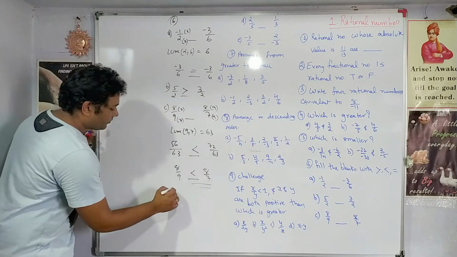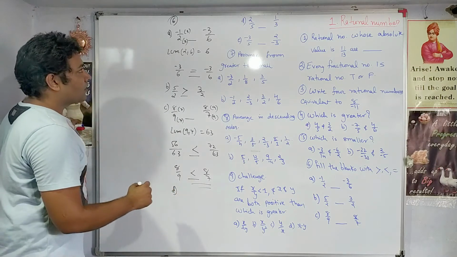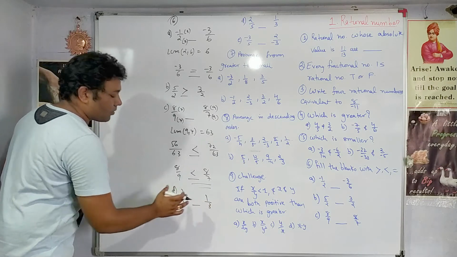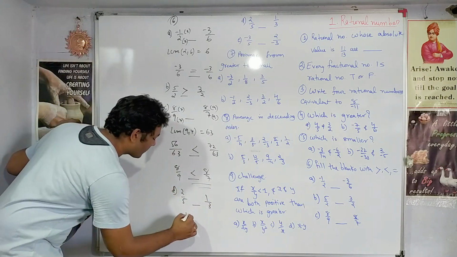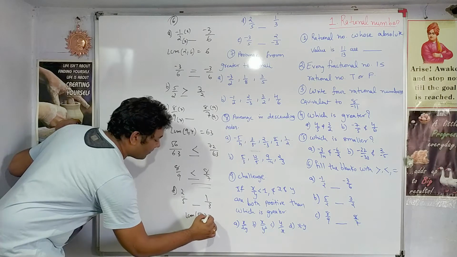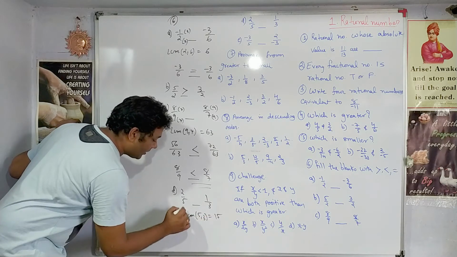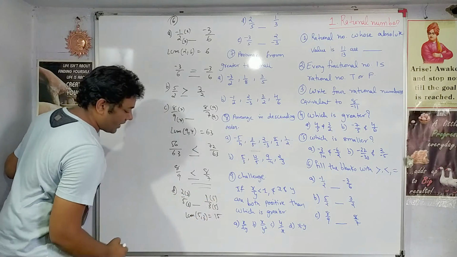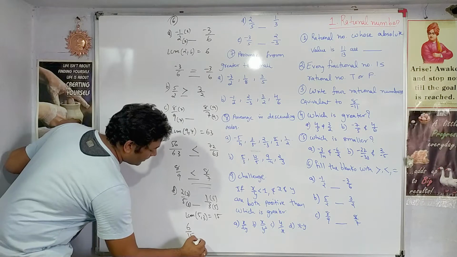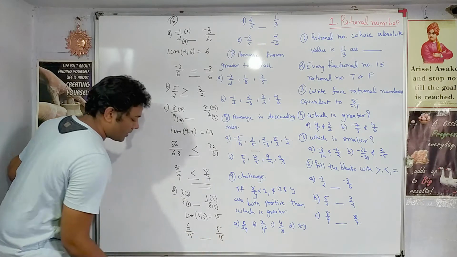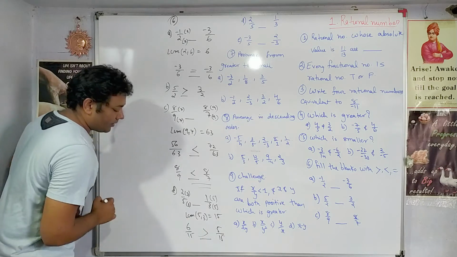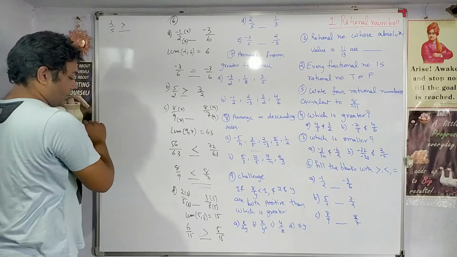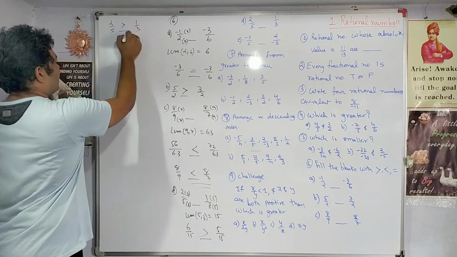Then next, D. In D, again, 2 by 5 and 1 by 3. We'll have to take the LCM. If denominators are not the same, we compulsorily take the LCM and then compare. So the LCM of 5 and 3 will be 15. This side is multiplied with 3, and this side will be multiplied with 5. So 6 upon 15 and 5 upon 15. Now 6 upon 15 is greater. So the answer will be 2 by 5 is greater than 1 by 3.